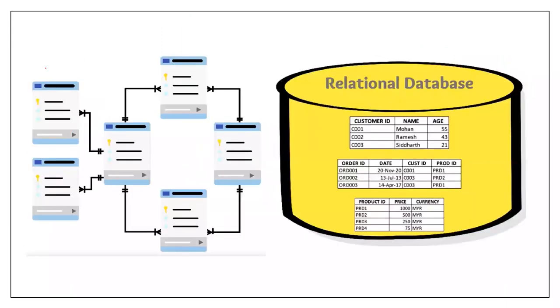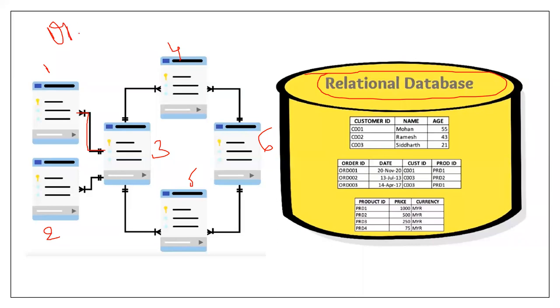So if you take, this is one table, this is second table, third table, fourth table, fifth table, sixth table. In a relational database management system, the first table has a relation with the third table. What is the relation from the first to the third table? It is a one to one relation, because from the first table to the third table there is only one relation. Now the second table to the third table, only one relation.